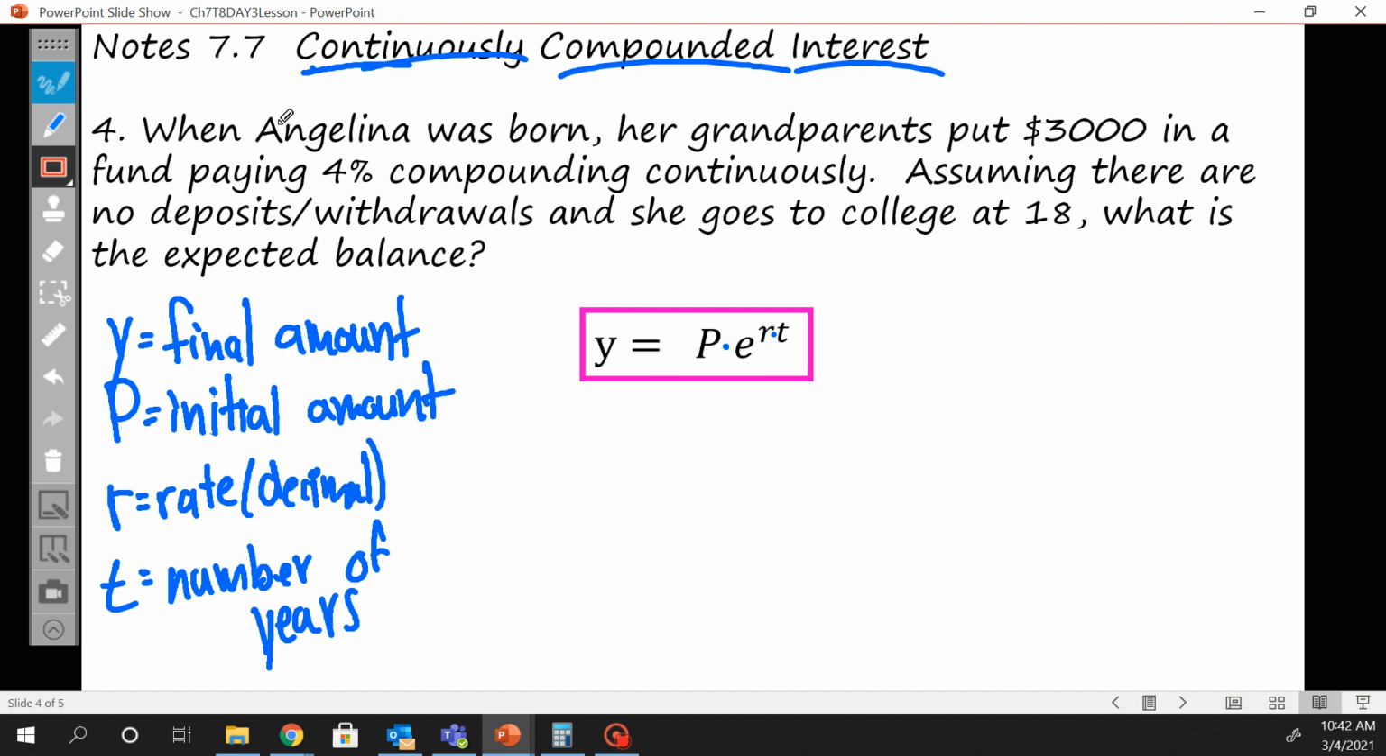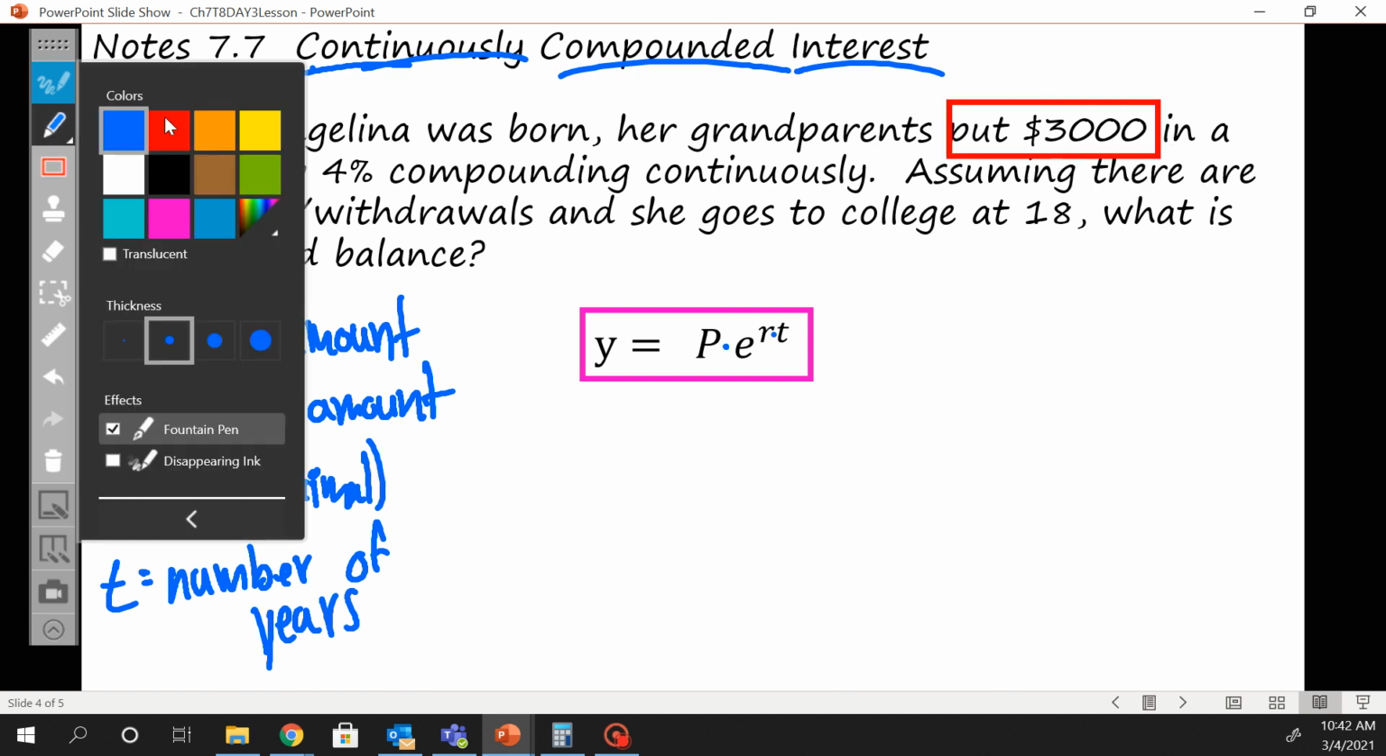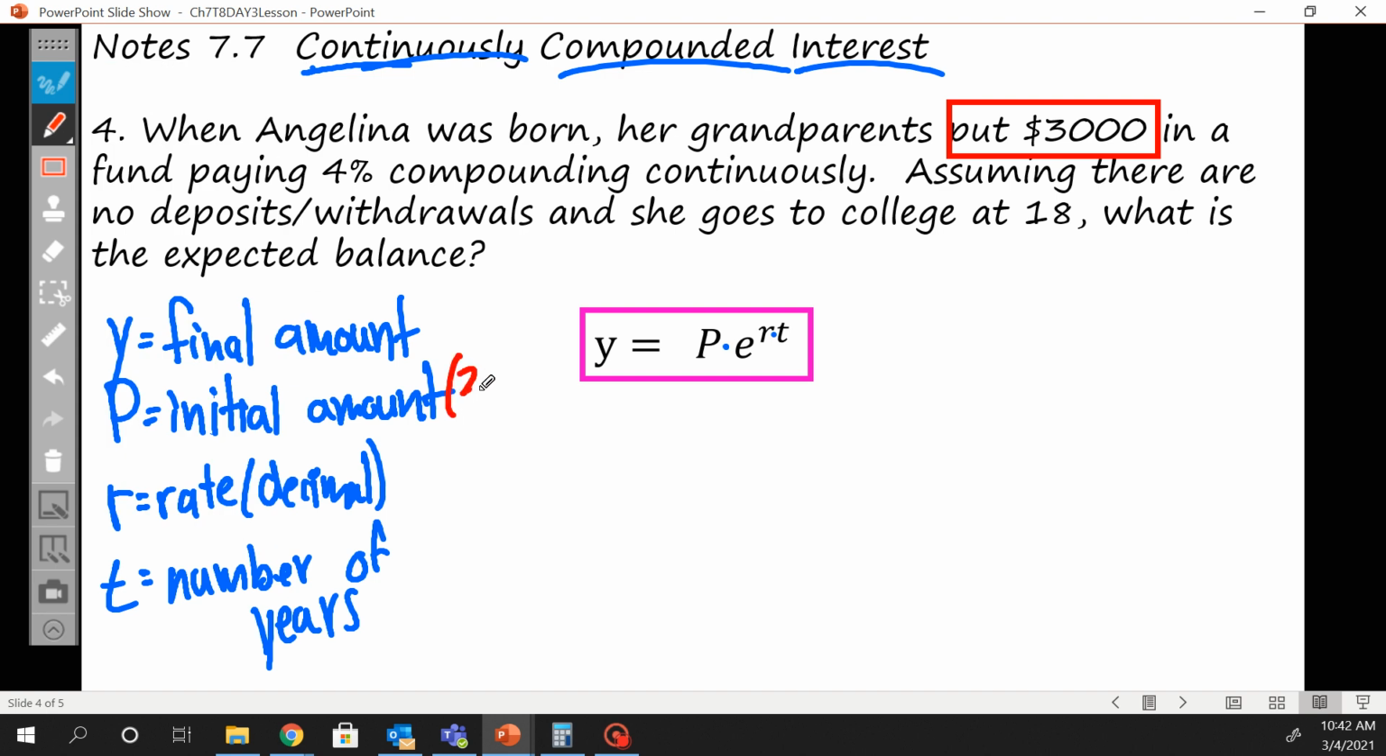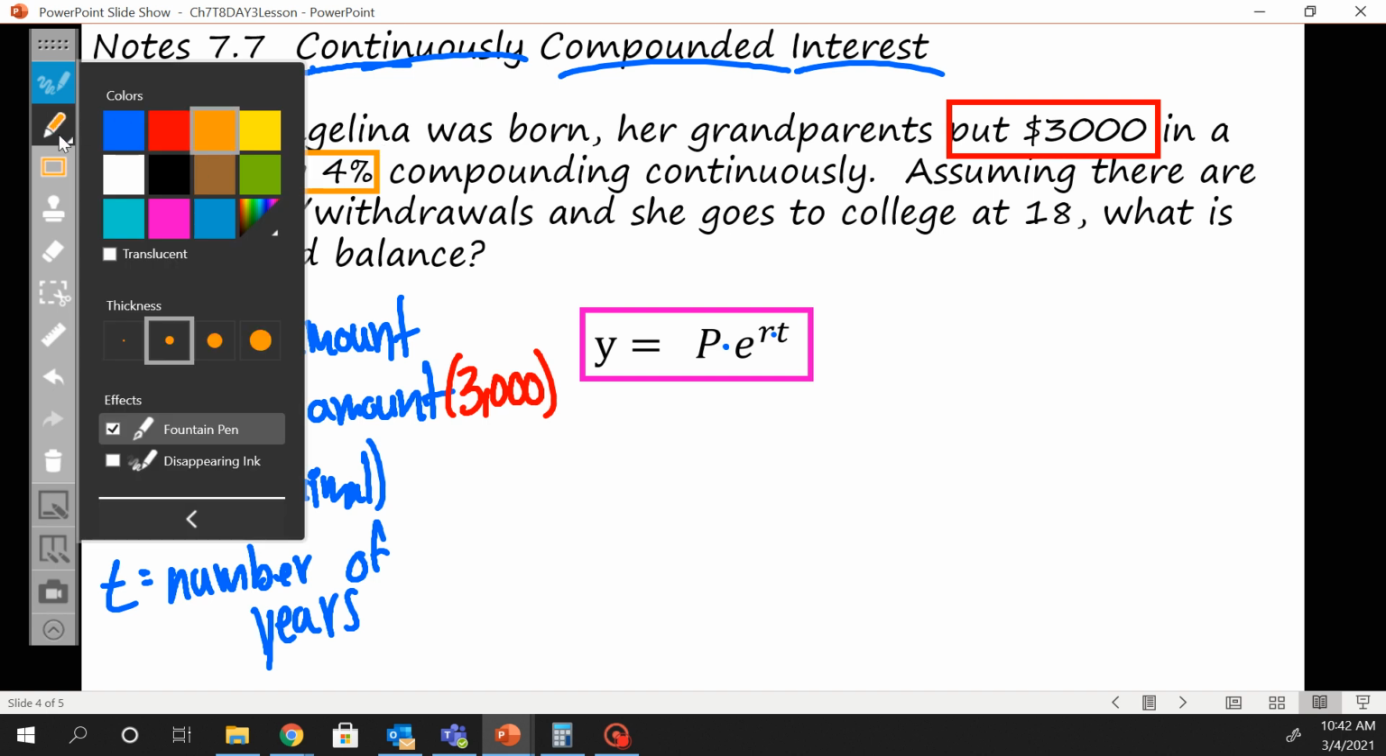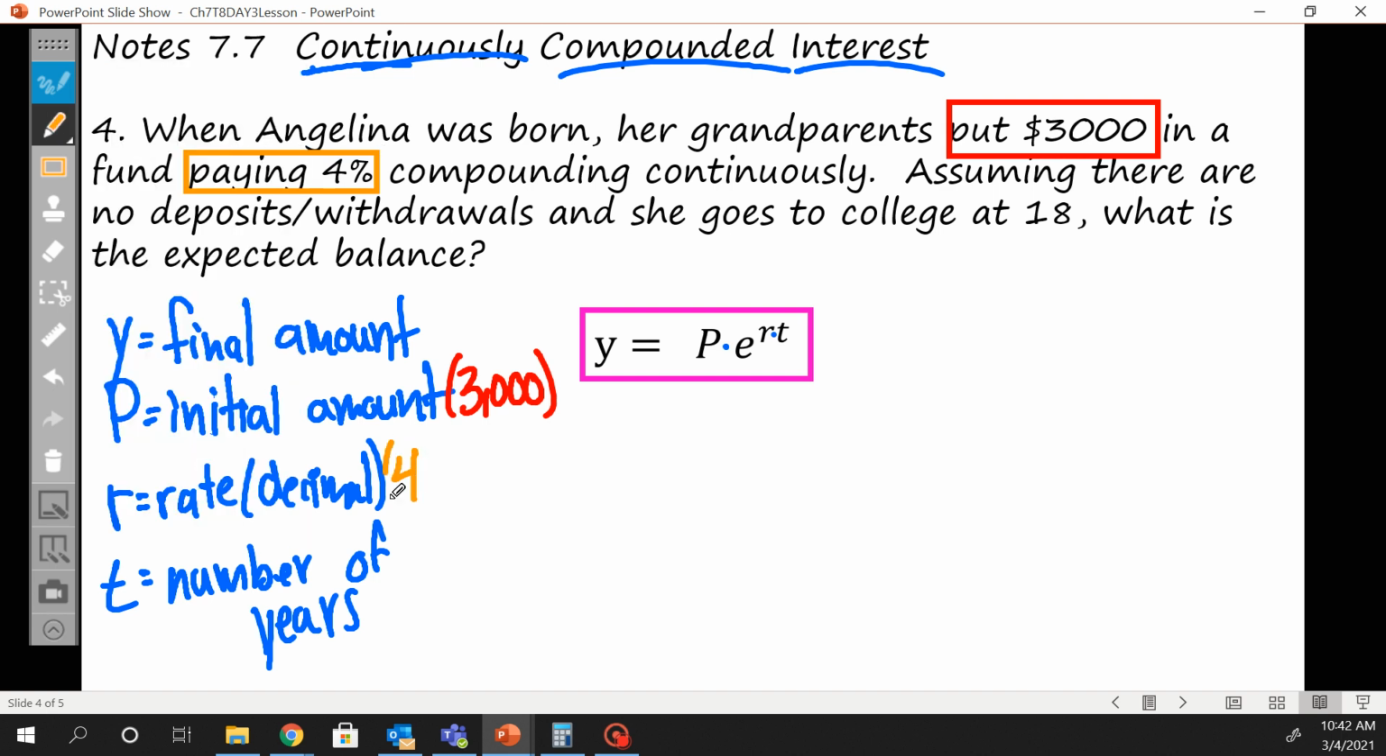So let's start. When Angelina was born, her grandparents put $3,000. So this is the starting amount there. We have 3,000 as her starting amount or her initial amount. Put $3,000 in a fund paying 4%. So the rate is 4%. Divide that by 100 to get a decimal, 0.04.